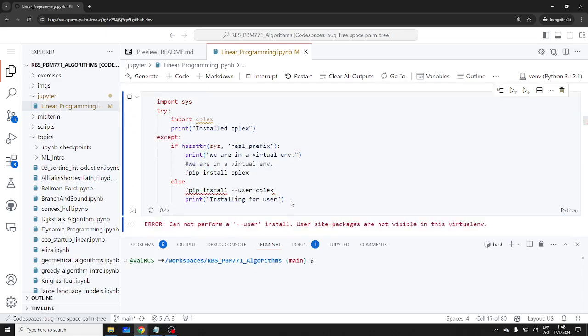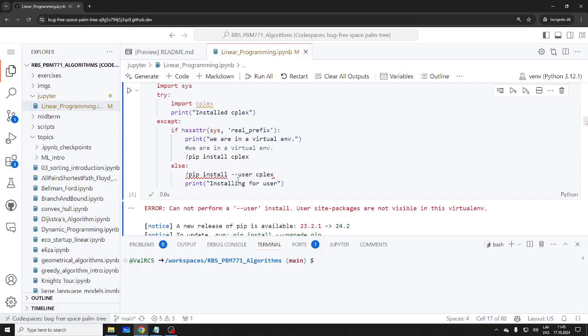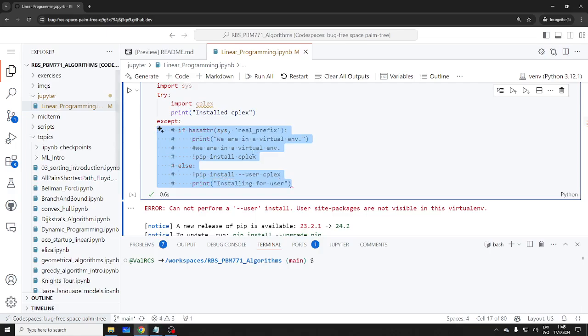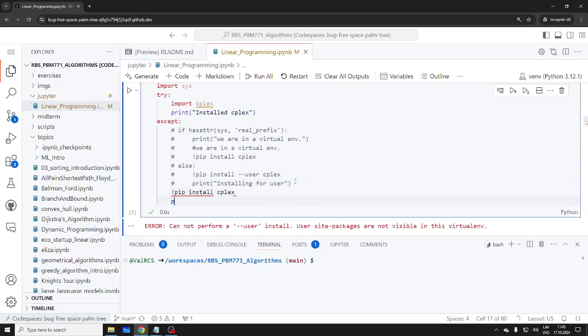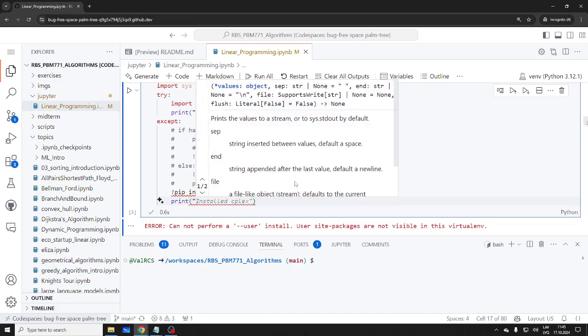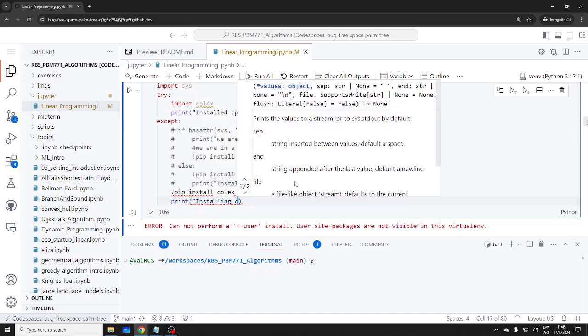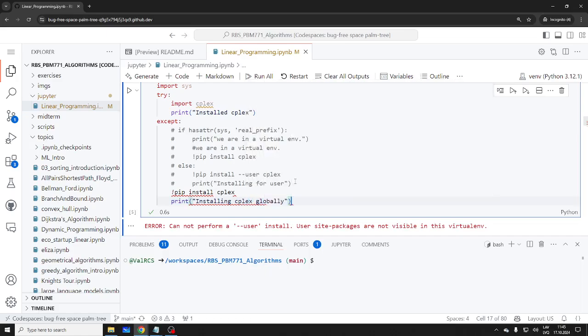Or will it work? Okay, this actually didn't work. So I'm going to skip this part and just install it globally. For this check that didn't work, we print installing globally. Of course, globally we are in a container, so we don't care about it. We are fine. Let's see if this works.